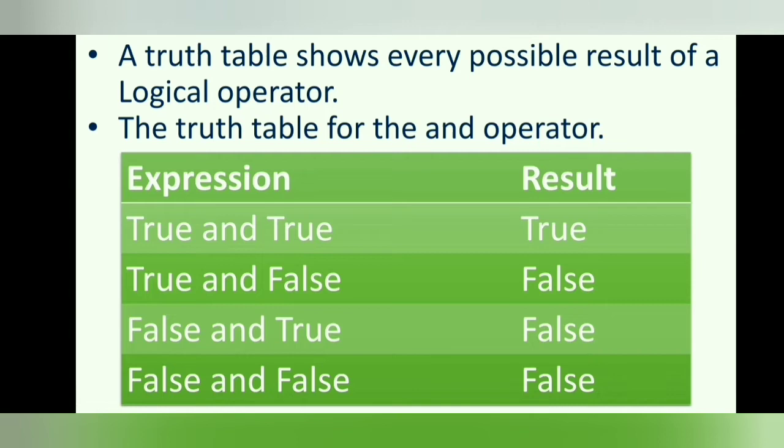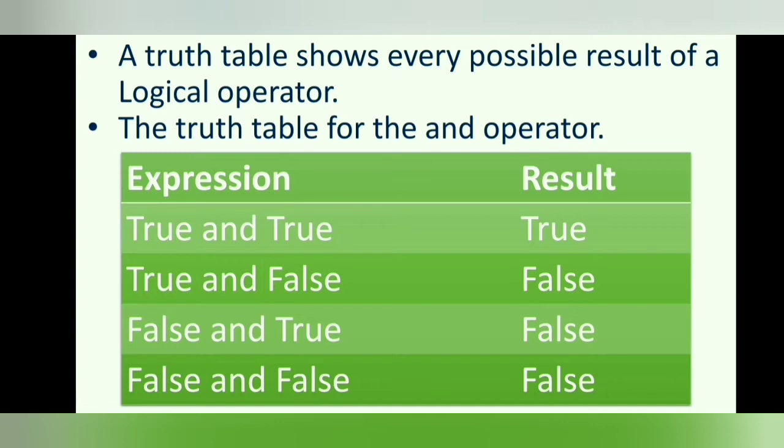A truth table shows every possible result of a logical operator. The truth table for the AND operator. Expression, result. True and true, result is true. True and false, result is false. False and true, result is false. False and false, result is false.